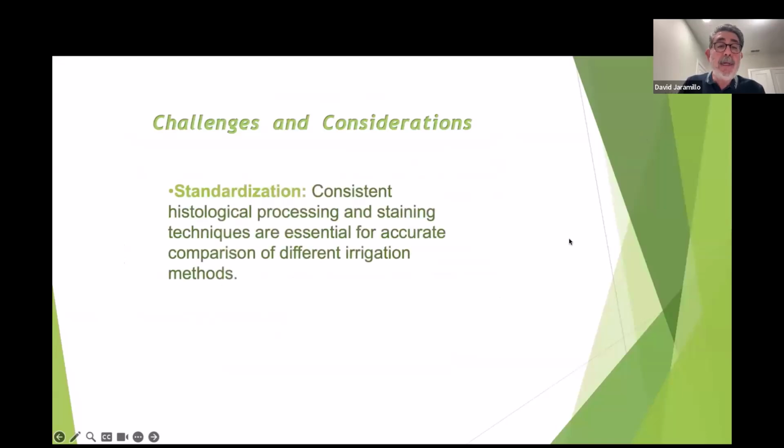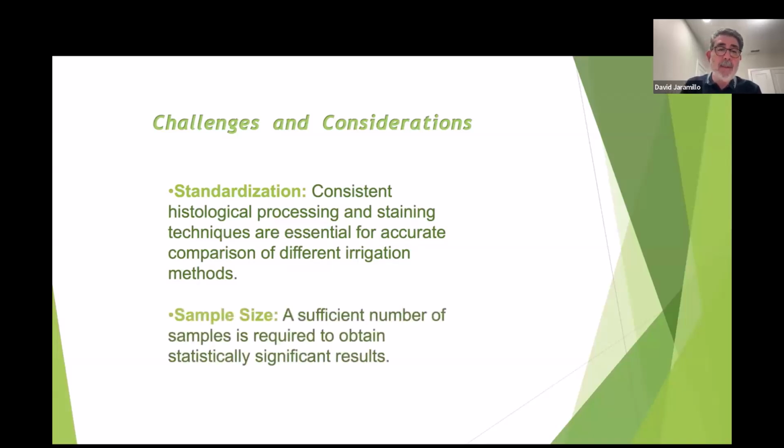So, challenges and considerations. It's very interesting, standardization. We need to standardize what we do. We need to standardize the type of anatomy we're working on. We need to standardize the size of the root canal. We need to standardize the amount of solution we are using, in order to get an accurate comparison in the results.